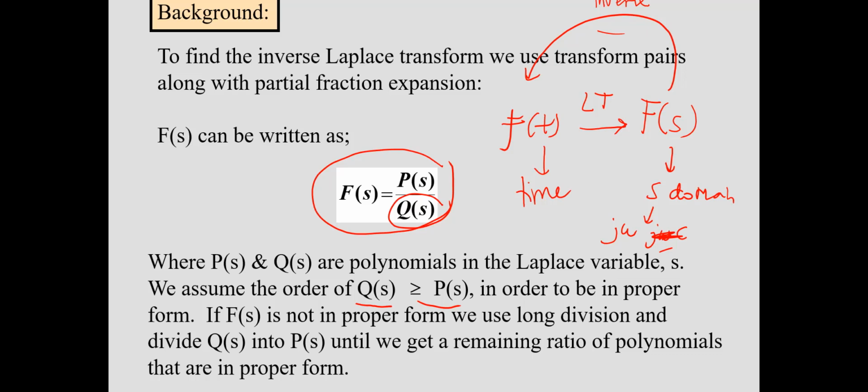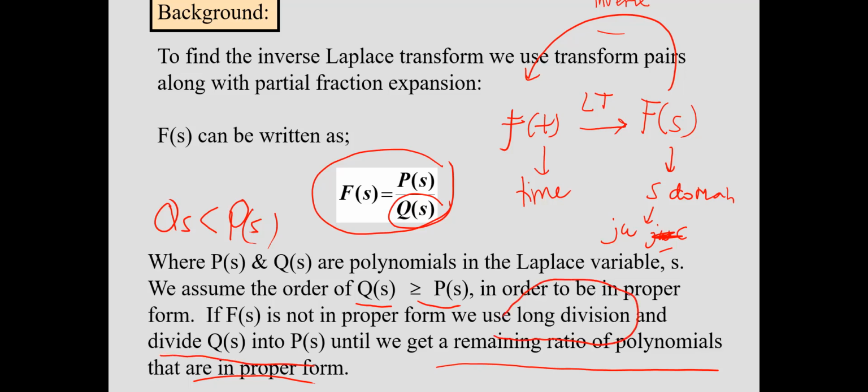If F(s) is not in proper form, where K(s) must be larger than P(s), we have to use long division to divide K(s) into P(s), so we get the remaining ratio of polynomials that is in proper form. For example, if the order of K(s) is smaller than P(s), we have to use long division until we get the remaining ratio of polynomials in proper form. It means that K(s) must be larger than P(s).